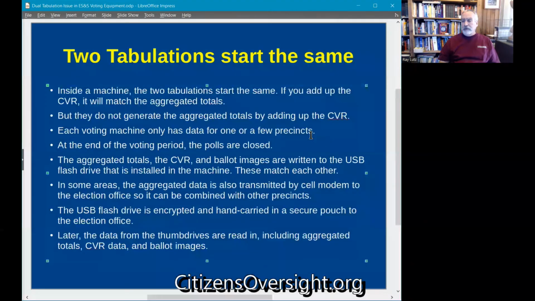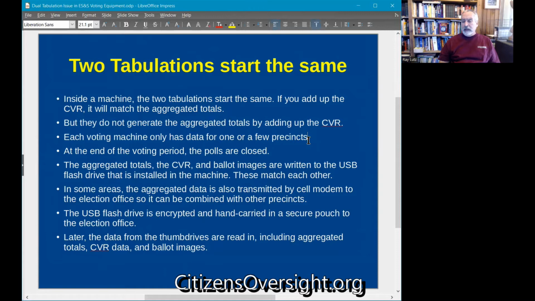But the point is that you have to take the data out of this machine and aggregate it with all of the rest of the machines and the other precincts. So now at the end of the voting period, the polls are closed, and those aggregated totals, the CVR and the ballot images are written to the USB drive, and at that point they all match, as I said, and they're also encrypted when they're written here.